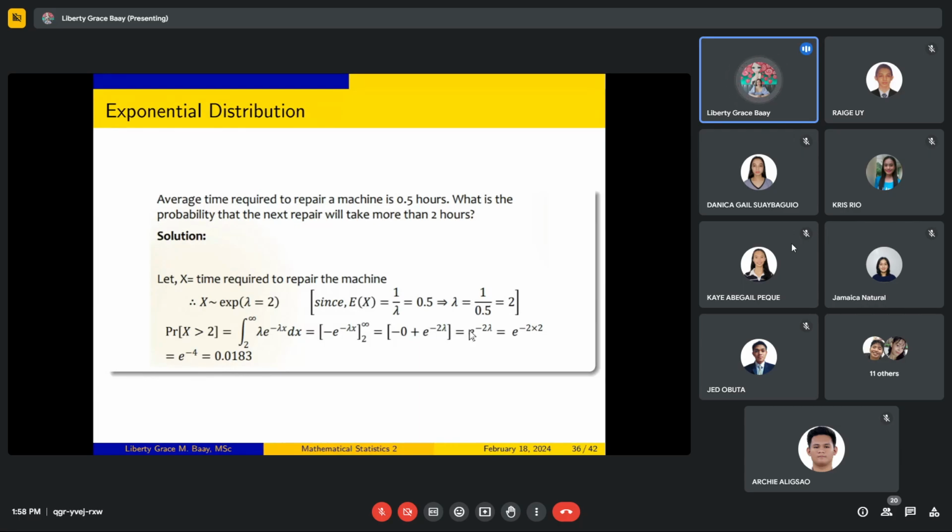So from here, e to the negative 2 lambda, then you substitute lambda equal to 2. So the probability is equal to 1.83%.